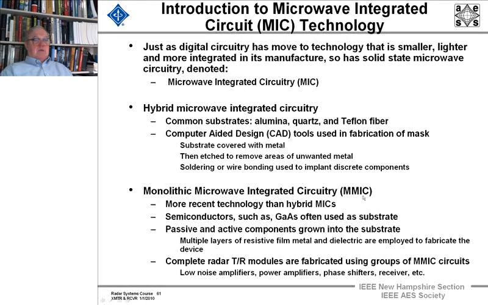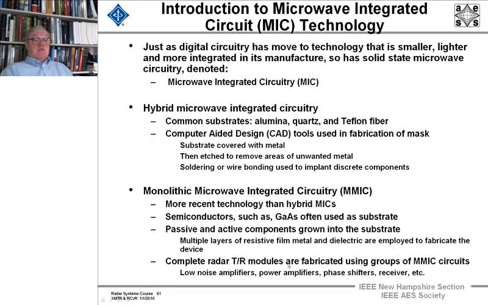Monolithic MIC, or MMICs as it's called, is more recent technology than the hybrid MIC technology. And semiconductors such as gallium arsenide are often used as the substrate. The active and passive components of the transmitter and receiver or of an amplifier are grown directly in multiple layers onto the gallium arsenide substrate, and multiple layers of resistive film, metal and dielectric are employed to fabricate the device.